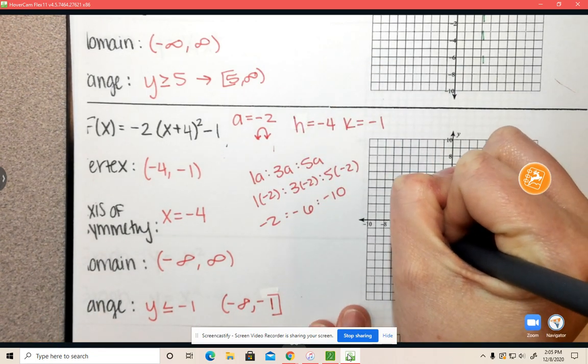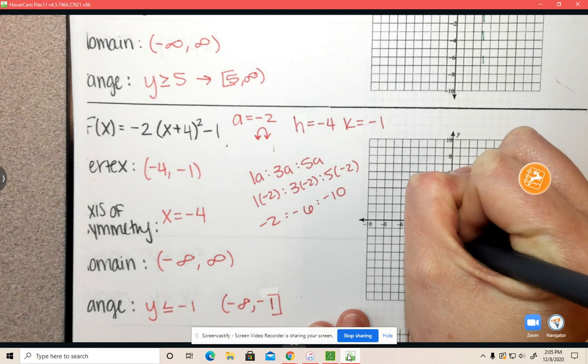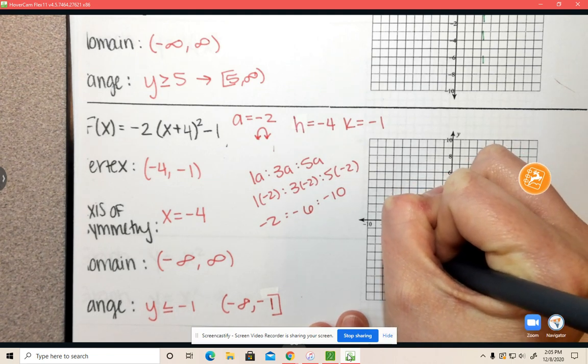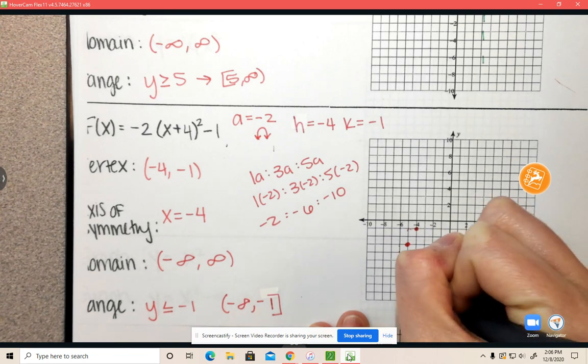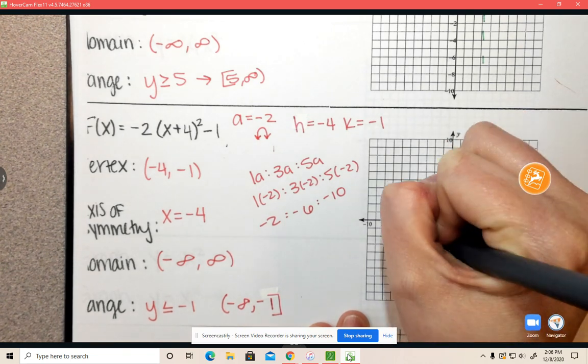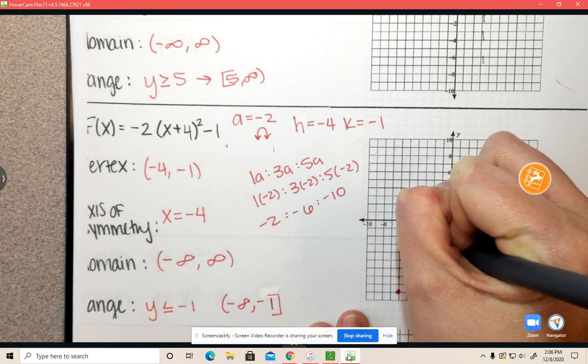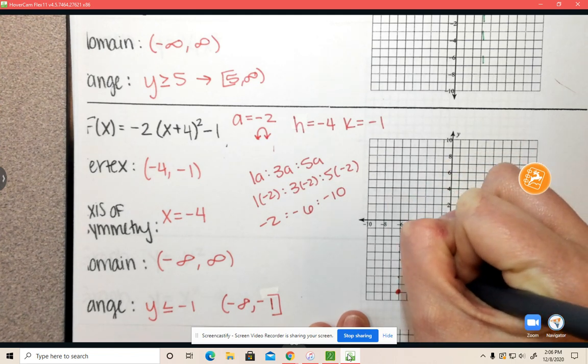So that means I'm going to go over 1, down 2. From there, over 1, 2, 3, 4, 5, 6, down 6. And then I ran out of room, so I don't have to do any more. All right, and then I'm just going to mirror on the other side.